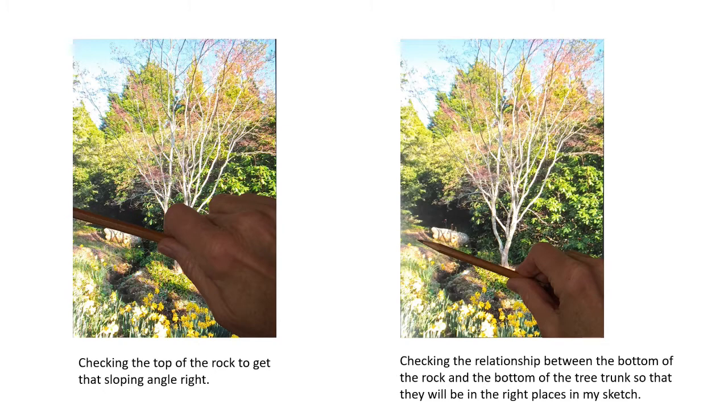Likewise, I'm now checking the relationship between the bottom of the rock and the bottom of the tree. And what I do when I check with my pencil is I make sure that's just right. And then on my sketch, it'll be just right as well. It takes the guesswork out. But it is a little bit difficult to get used to.